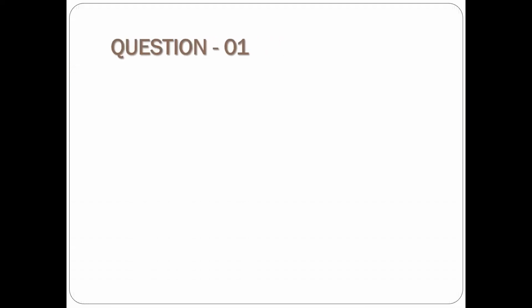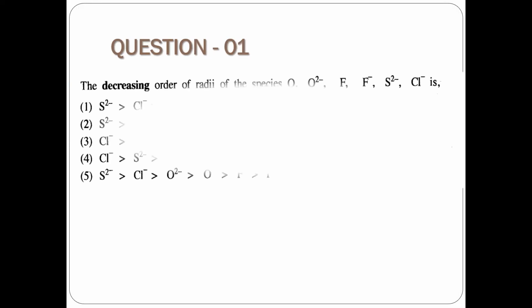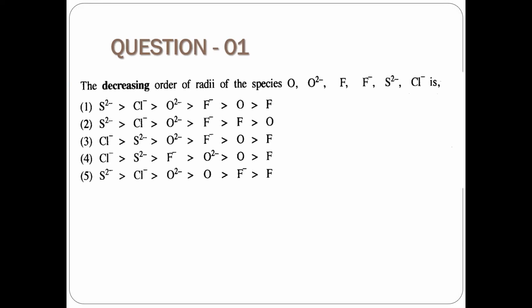So let's start quiz number 1. The decreasing order of radii of the species: oxygen, O2 minus, fluorine, F minus, sulfide ion S2 minus, and chloride ion. So you have to write the decreasing order of the radii.